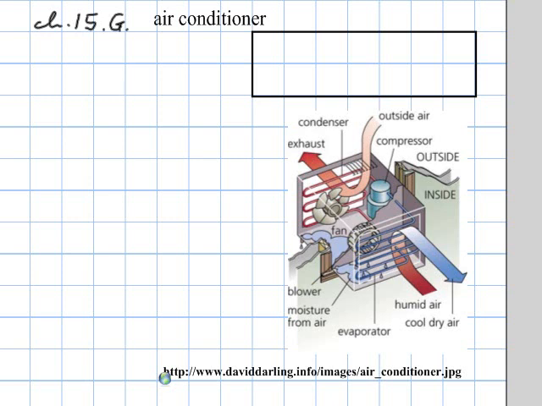This is the problem on the air conditioner, and it says a Cutnell air conditioner maintains the temperature in a house at 297 kelvins on a day when the temperature outside is 311 kelvins. What is the coefficient of performance of the air conditioner?